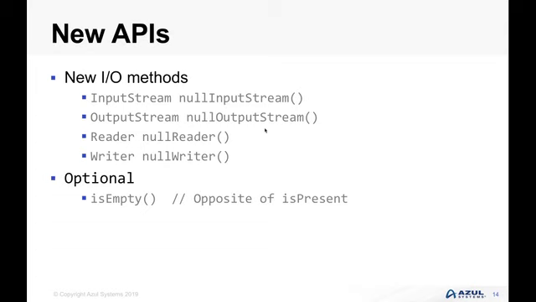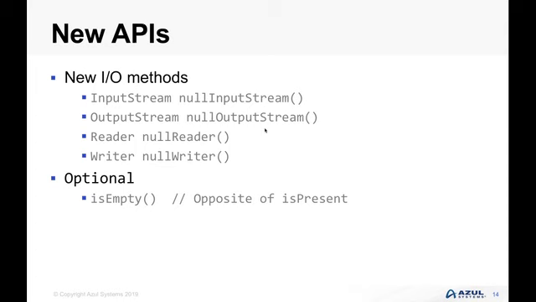Now the APIs that were added to JDK 11. Again, there are lots more than this in terms of more esoteric ones, but these are the ones that I picked out that were more interesting. There are some new IO methods, specifically around InputStream and OutputStream: nullInputStream and nullOutputStream, and the matching Reader and Writer methods, nullReader and nullWriter.